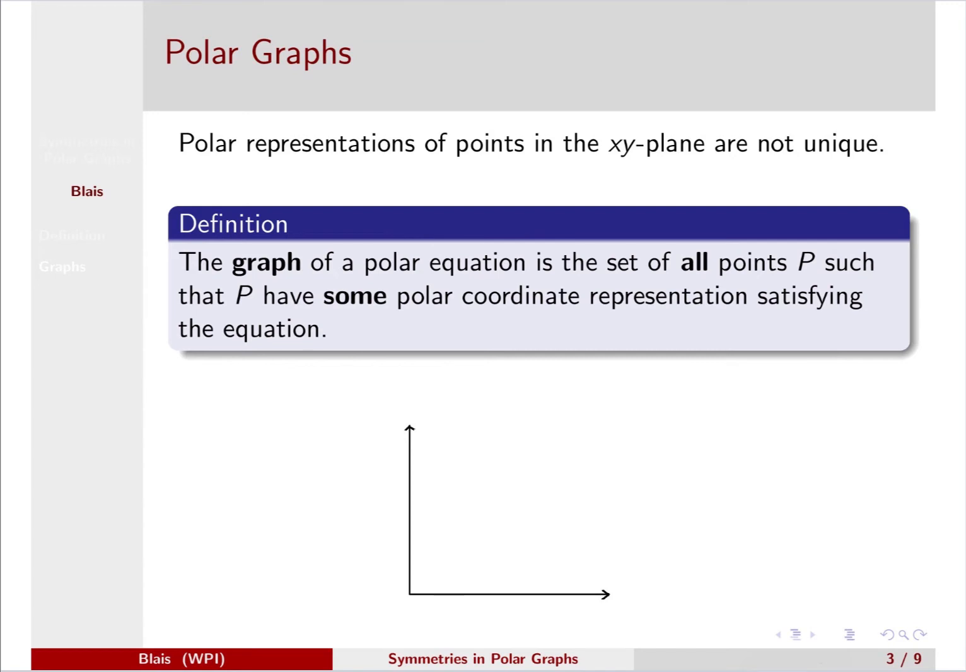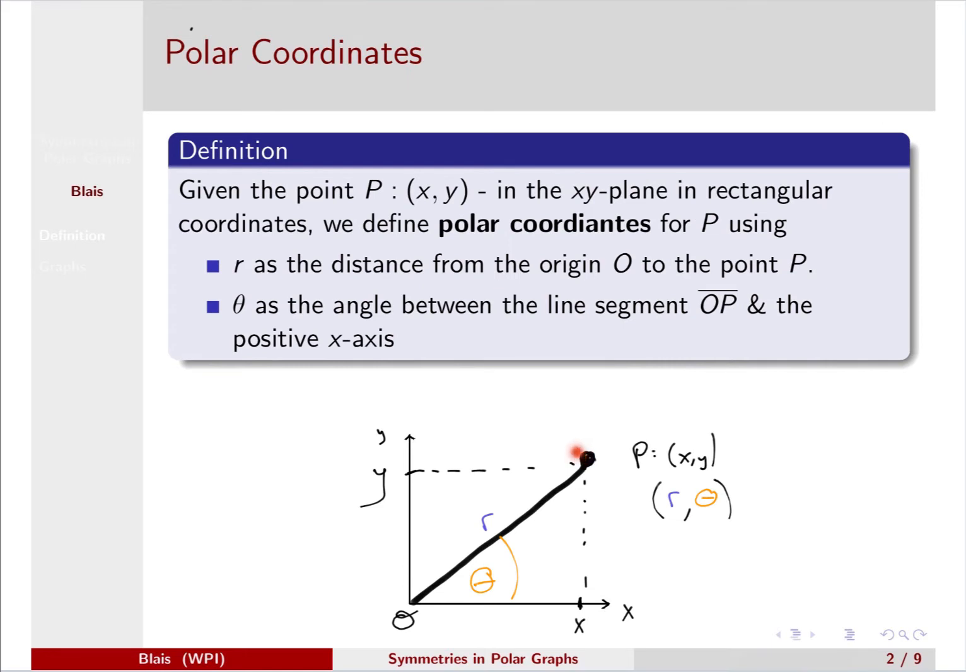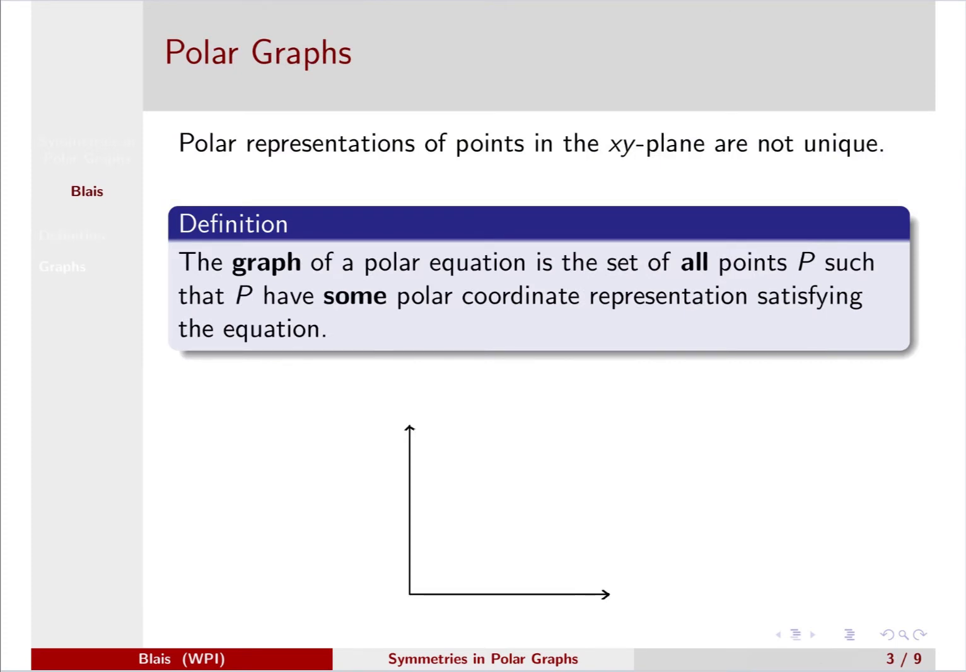Now, we noted that polar coordinate representations of points in the xy plane are not unique. This came back to the idea that we could add multiples of 2 pi to theta, and by doing so, we're just spinning around and coming back to the point itself. Also, we allow for negative values for r, in which case the point is reflected through the origin. The result of this is the non-uniqueness of polar representations of points in the xy plane.